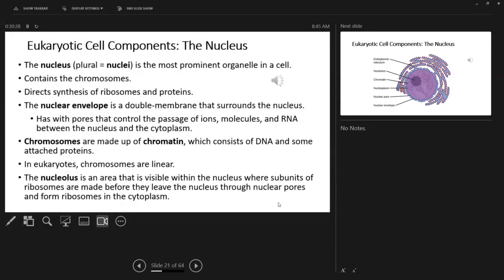So the chromosomes direct the synthesis of ribosomes and proteins. So cells are always making protein molecules, and then the protein molecules do most of the work in the cells, especially enzymes. And we learned that enzymes are special kinds of protein molecules that cause chemical reactions to happen in a cell.